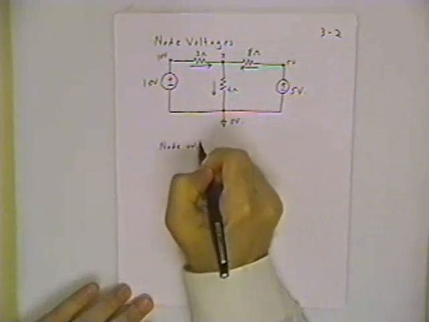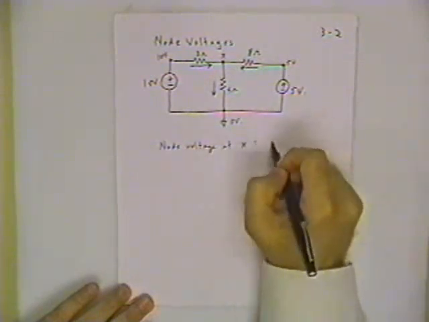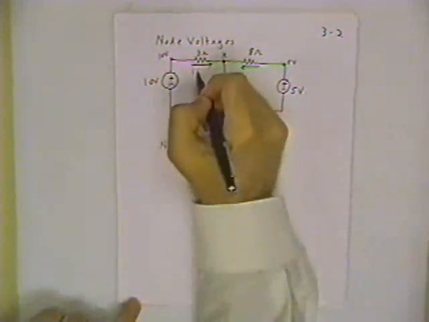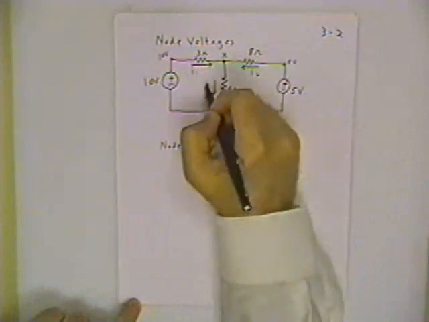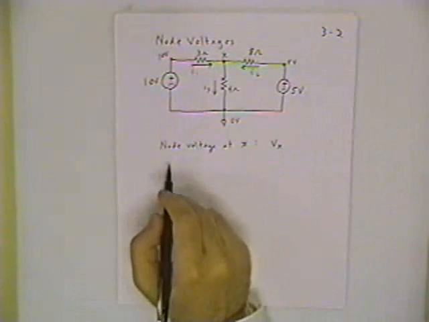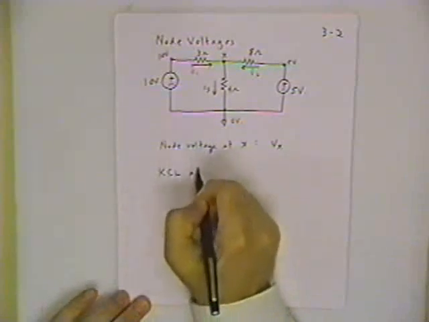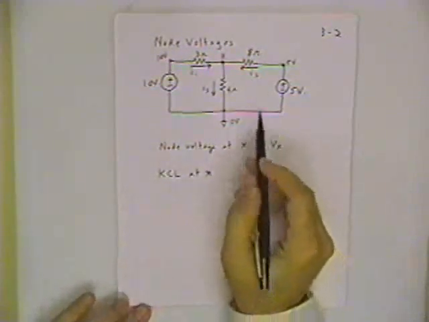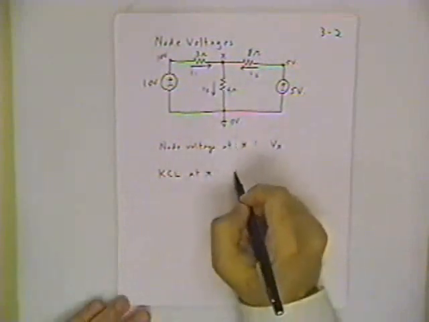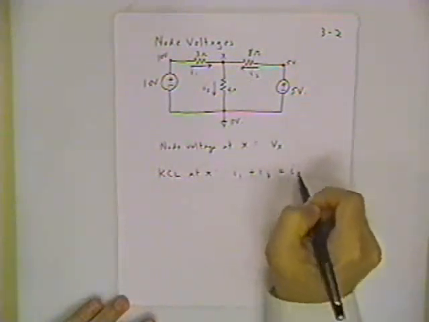We have what's called the node voltage at X, and let's just call that V sub X. We call these currents I1, I2, I3. And remember, in the loop current technique, we applied the Kirchhoff voltage law. Here in the node voltage technique, we apply the Kirchhoff current law. KCL at X would read: the sum of all the currents going into the node equals the sum of all the currents leaving the node. So we can have I1 plus I2 equal I3.